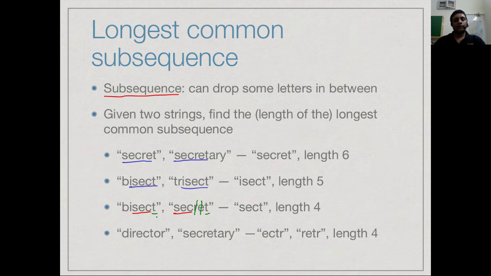Right? So I can actually get a match which is length 4. Likewise, in these two, director and secretary, earlier we had RE, RE, and we had EC, EC. But now by doing this dropping, I can get ECTR and I can get ECTR, right? And similarly, I can get RETR and I can get RETR. So if we allow ourselves to drop letters, we can get longer sequences that match.